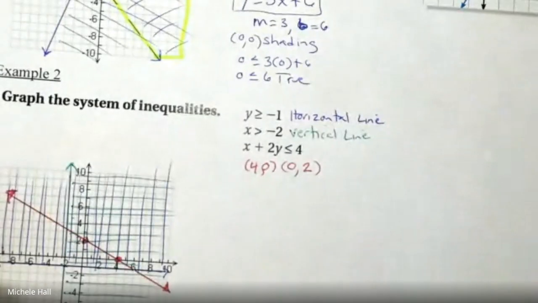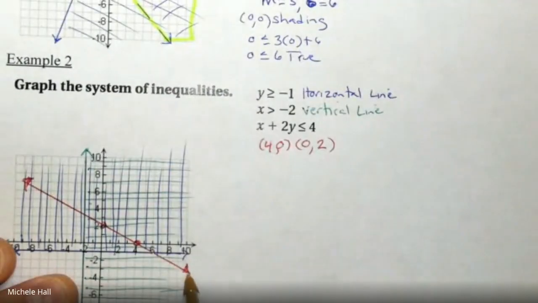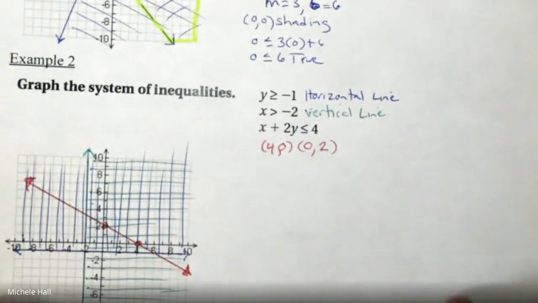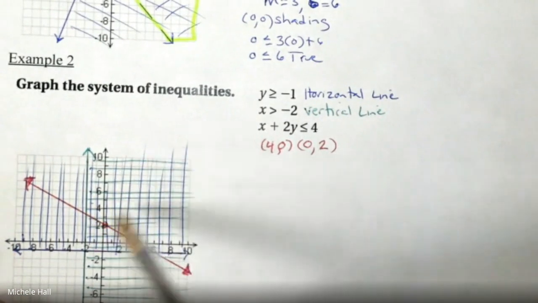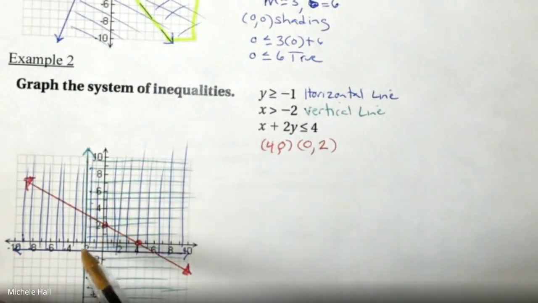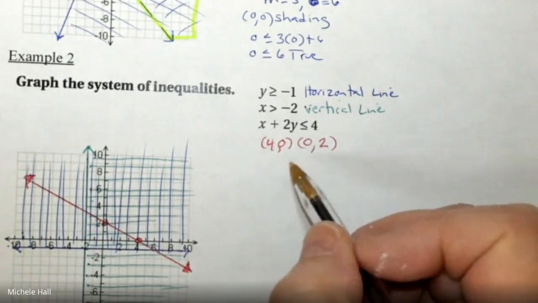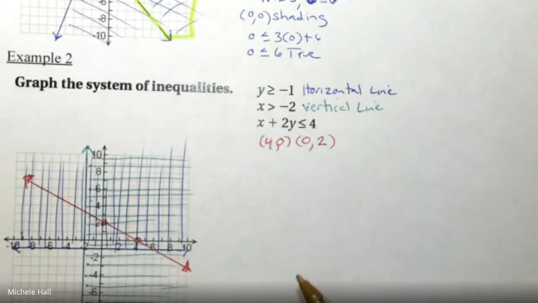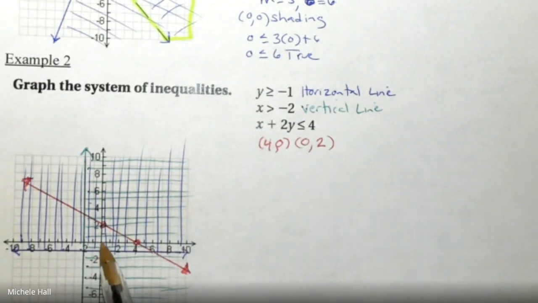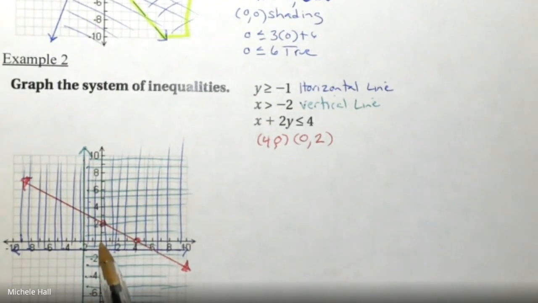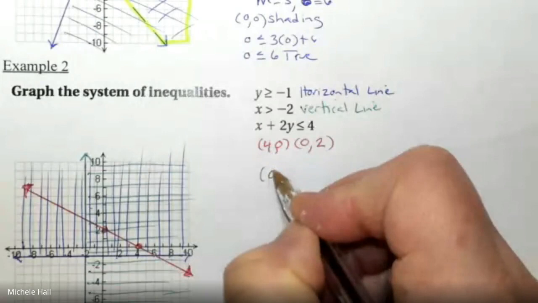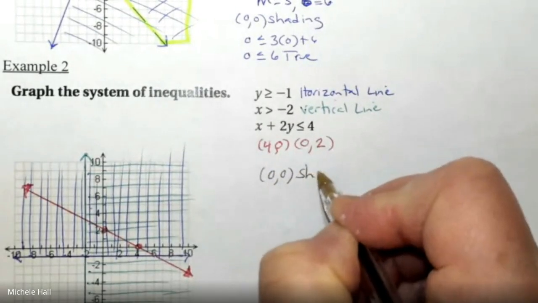And now I need to figure out where it is going to be shaded, on top or on bottom. Here, I'm going to pick a point and check for shading. Let's pick a point at (0, 0). That's always a nice, easy point to pick. So we're going to check (0, 0) for shading.